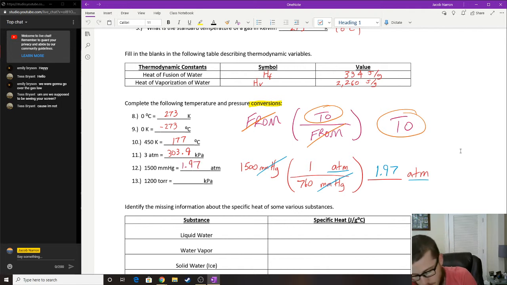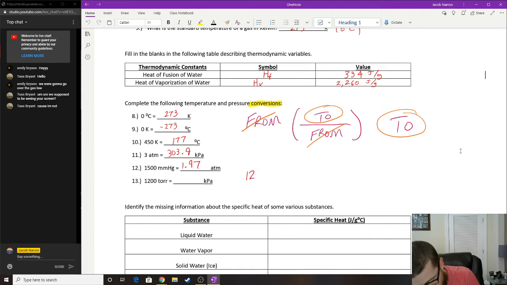All right, same thing. Number 13, exactly the same thing. I'm still going to set it up the same way. I always start by writing what I'm given, which is 1200 torr. By the way, torr, T-O-R-R, is the modern way that we call millimeters of mercury. Millimeters of mercury is from the 1900s, back when we used mercury thermometers and mercury barometers.